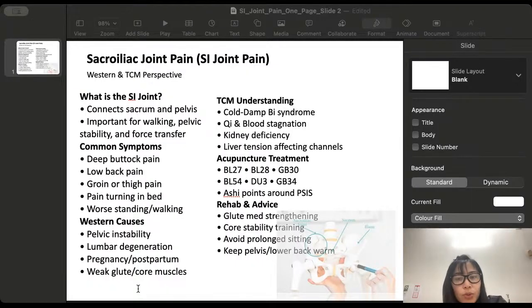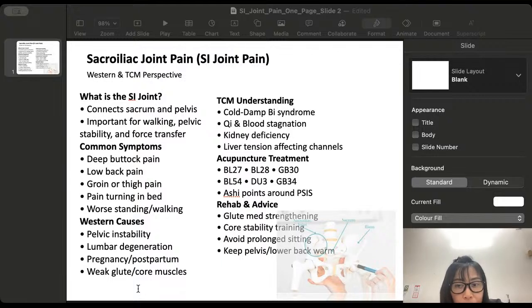Doctors may ask you to do an MRI. Interestingly, a lot of patients' MRI shows normal, because SI pain is frequently functional instability. So it's not structural. It doesn't usually have severe structural damage. That's why you can't say anything from the MRI image, because structurally nothing has changed. It's functionally changing.